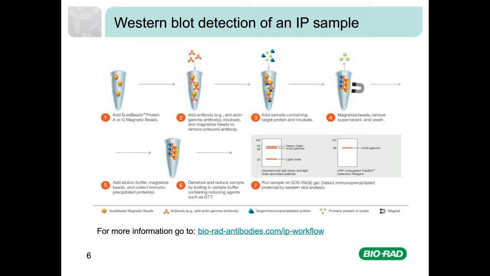Finally, to dissociate your bound target protein from beads, elution buffer is added. Once added, the beads are magnetized and the purified target protein is collected. This is summarized in step five. I will discuss the Western blot detection of IP samples, steps six and seven, later in the webinar.